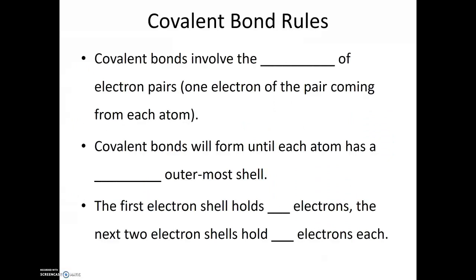Covalent bonds involve the sharing of electron pairs, with one electron of the pair coming from each atom. Covalent bonds will form until each atom has a filled outermost shell. As I had mentioned, the first electron shell can hold exactly 2 electrons, whereas shell 2 and shell 3 each can hold 8 electrons.